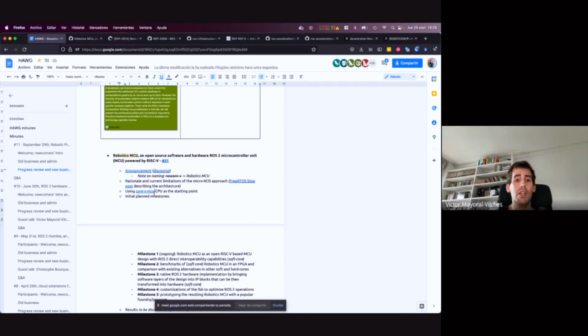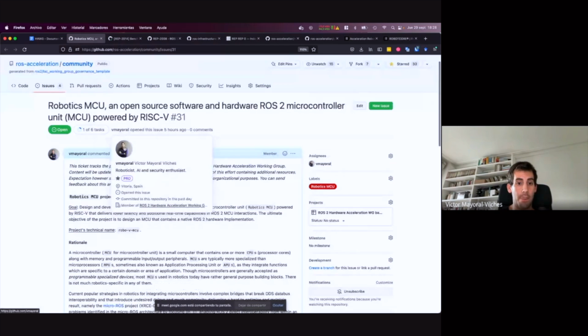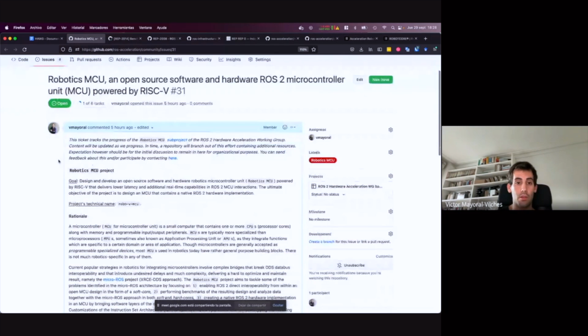In a nutshell, the project itself aims to combine two pieces of open source and hardware technology, which I think all of us are very excited about: the RISC-V instruction set architecture, as well as the ROS2 communication framework, the robotics framework overall.